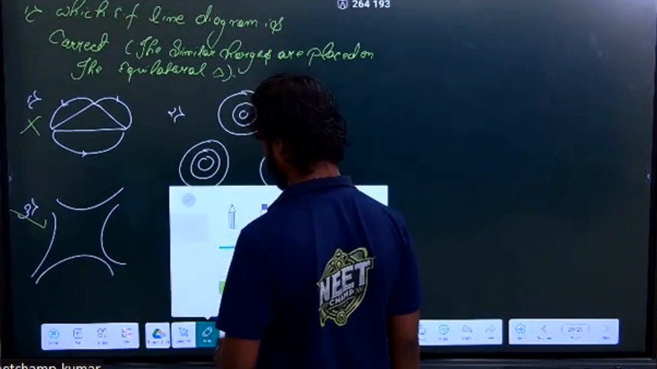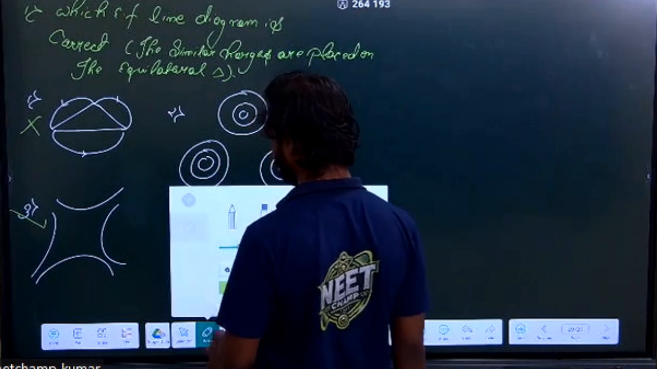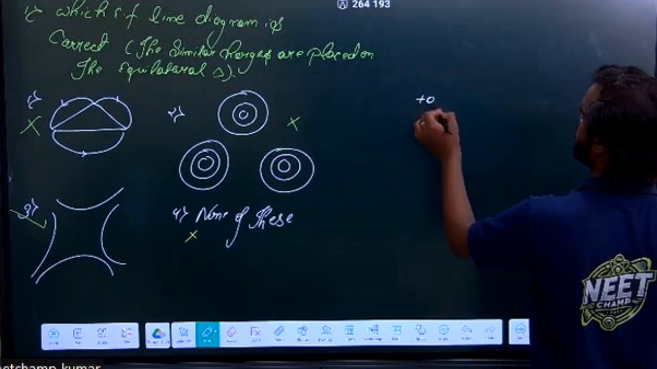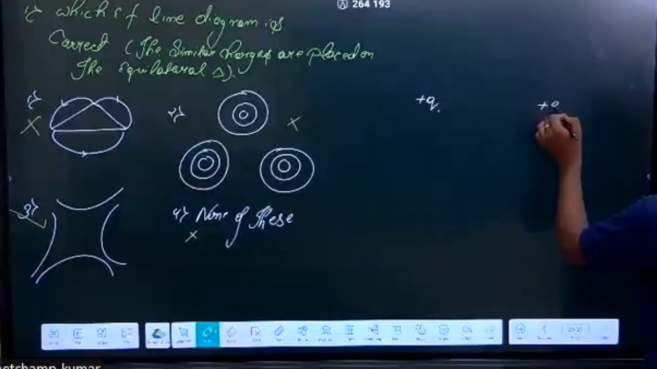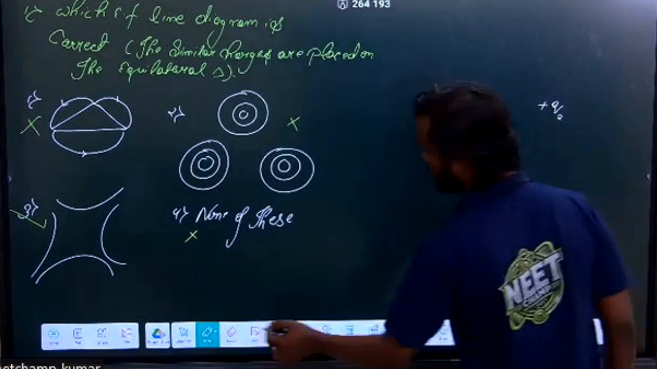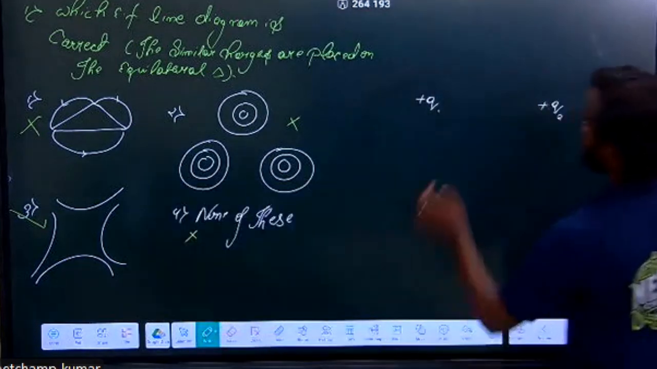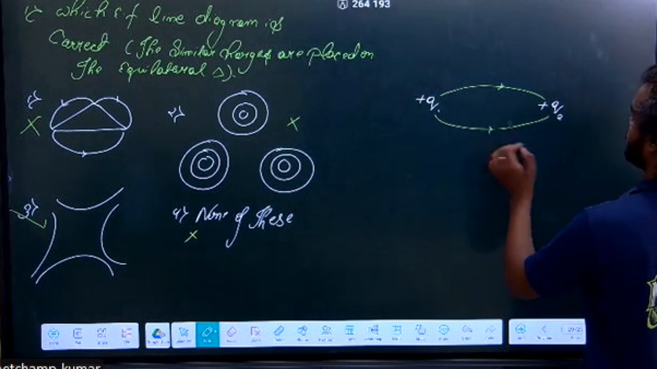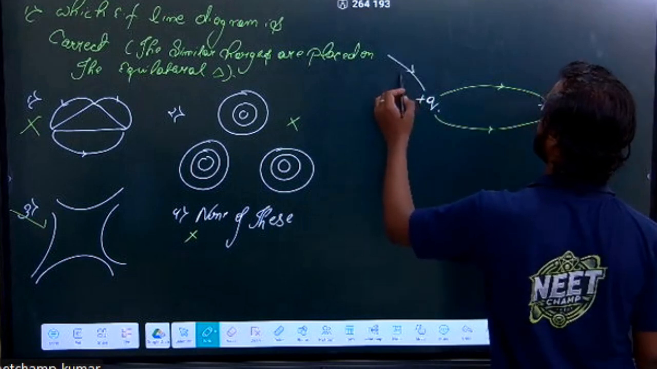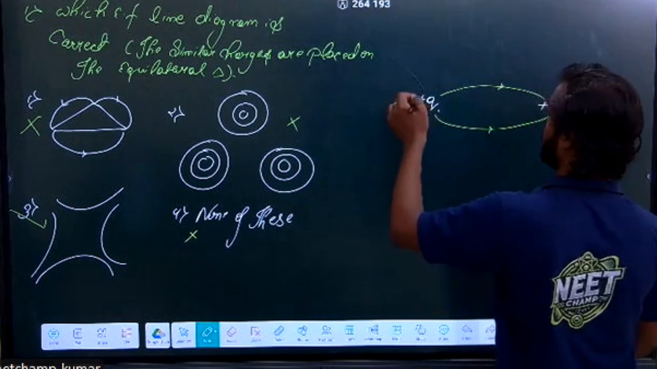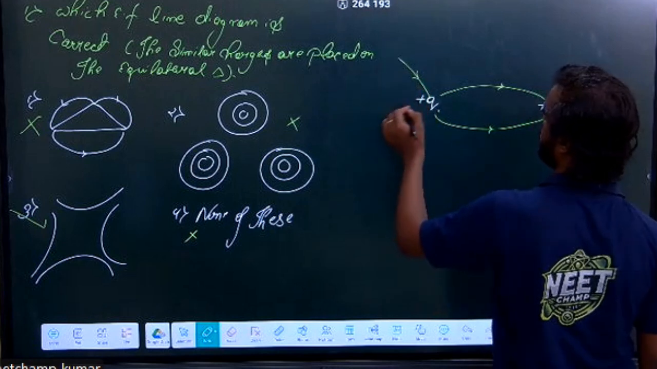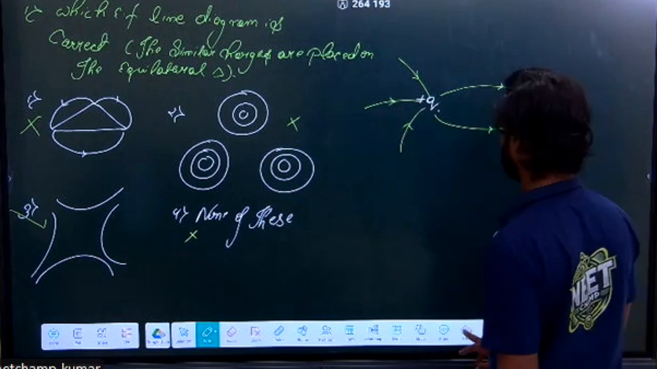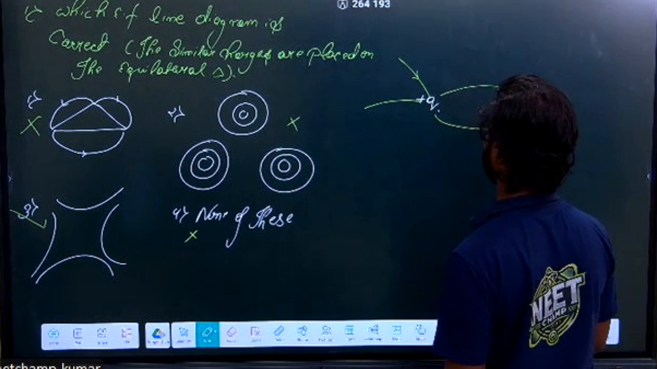Let us take one more example. Suppose there is a charge Q1, and there is another charge Q2. And these are the electric field line diagrams we have. Oh, sorry, why did it change the color? I have to draw something else.